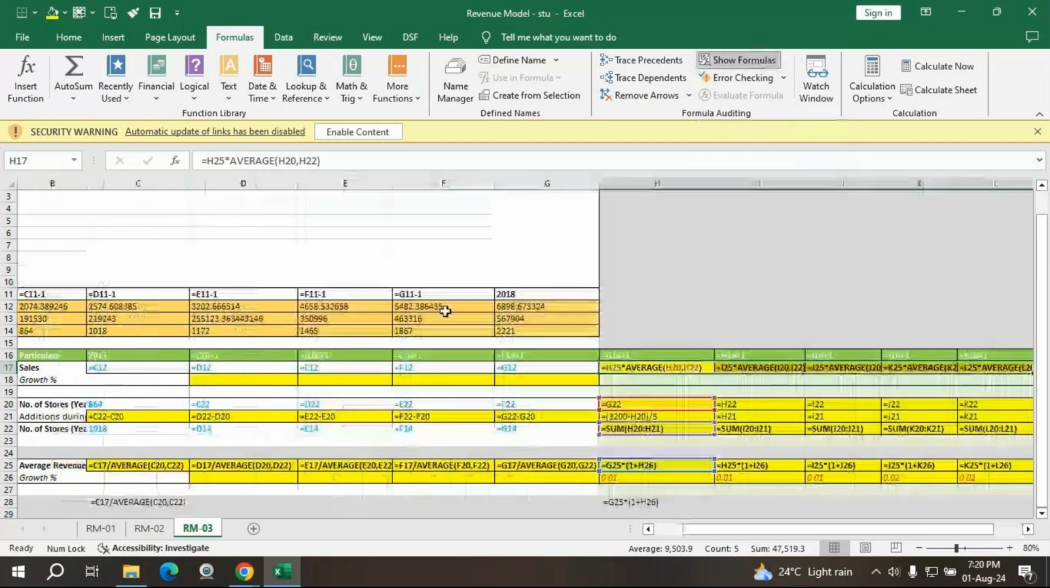Just check. So here I have taken the values of average revenue, how I have calculated. I have taken the total sales divided by average. So that is C20 minus C22, that is number of stores in the year beginning and number of stores in the year end. So I have dragged it here. And here I have taken the previous year average revenue into 1 plus the 1%. You have taken it like this?